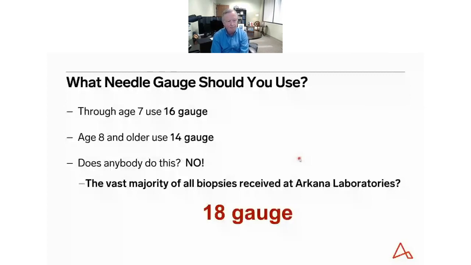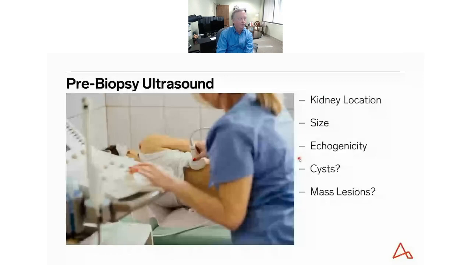Bleeding complications the same. But what do we get? Over 80% of our biopsies are 18 gauge. Most are, and some are 20. The rest are 16. Nobody does 14 anymore.